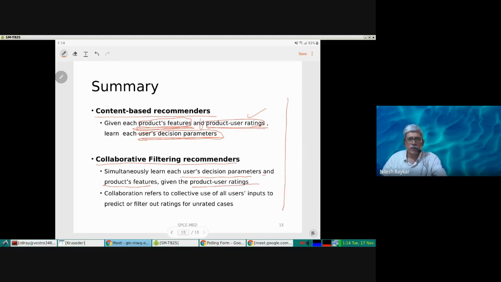So I hope that when you buy something from Amazon and you get some recommendation, you have some idea as to how that recommendation is coming. Whenever you are buying something or giving a rating to some product, it gets utilized for fine tuning the filtering or the recommender system. Okay, so that's all for today. Any questions, if you have, you can ask now.